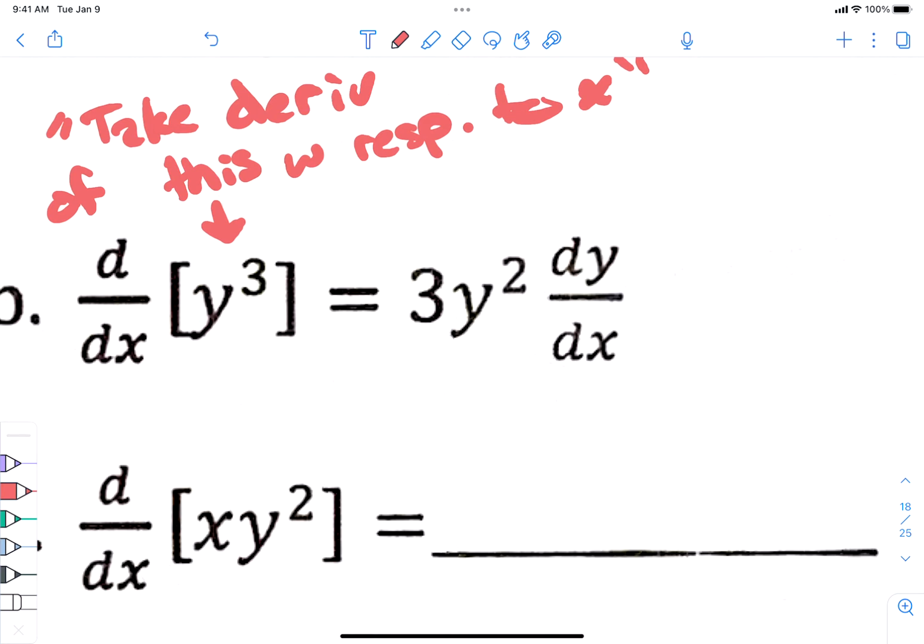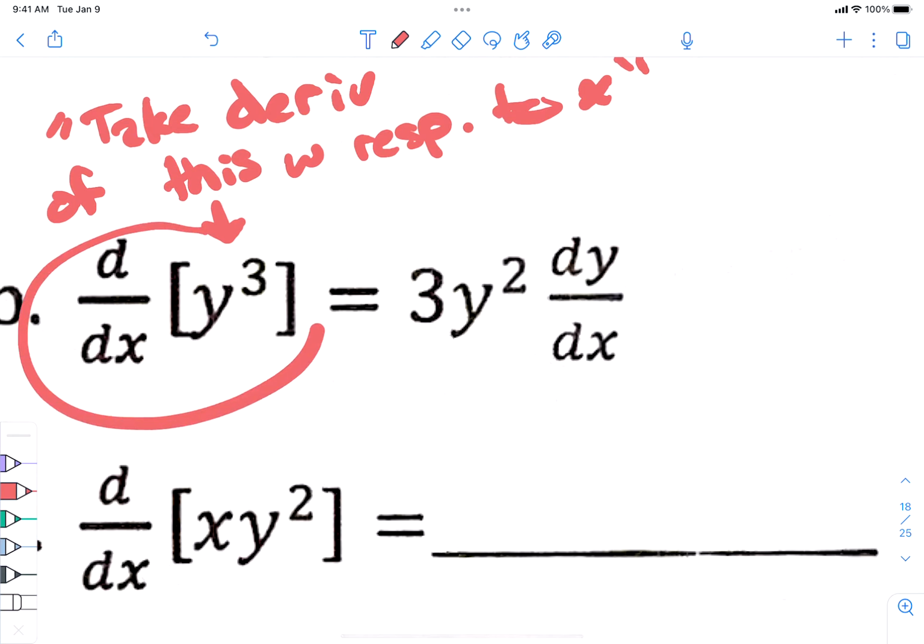D over dx is just saying the derivative with respect to x. Does that make sense? The derivative with respect to x. That's just the command that we're doing, right? That left side, by using that notation, they're just saying take the derivative with respect to x, but you're doing it to y to the third power, okay?